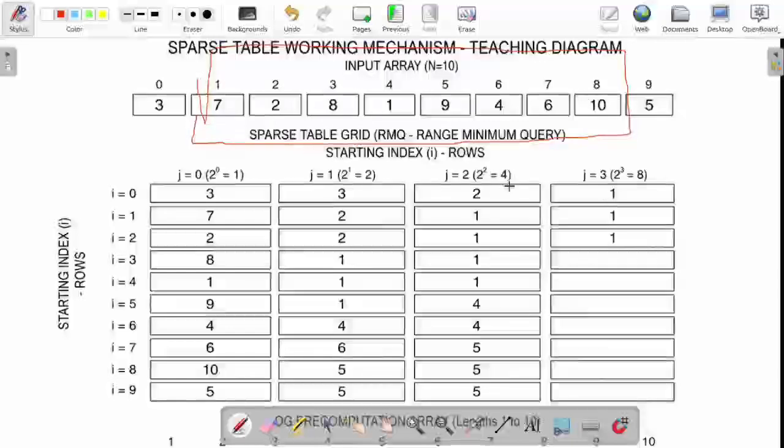Now tell me one thing. If we are calculating the answer for j equals 3, we have already calculated the answer for j equals 0, 1 and 2. Since we have already calculated the answer for smaller segments, we will take help from them to calculate our current answer. How?